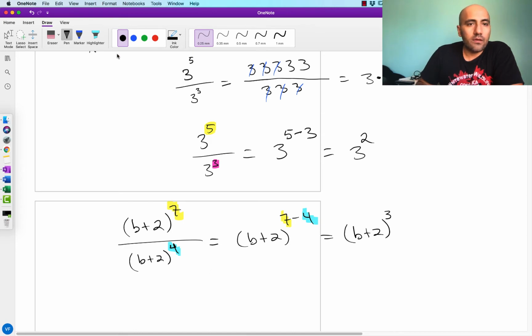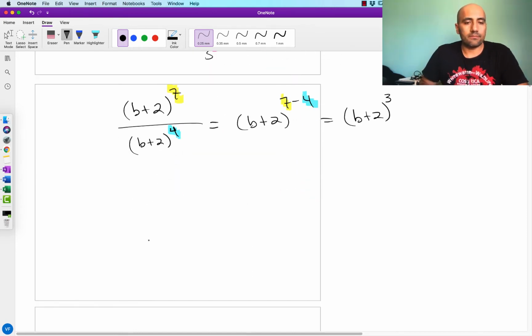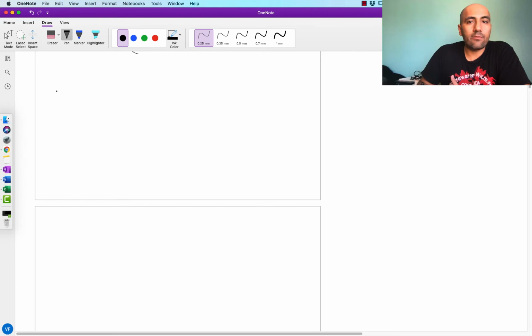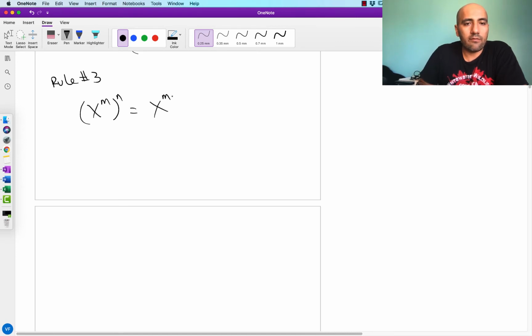All right, moving on, rule number 3. There'll be a little table in a second that brings all these together. Rule number 3, x to the power of m raised to the power of n is equal to x to the power of m times n, right? Often we don't put that little dot to indicate multiplication, so this would just be x to the power of mn, right? Okay, don't confuse this with rule number 1. Let's look at an example.